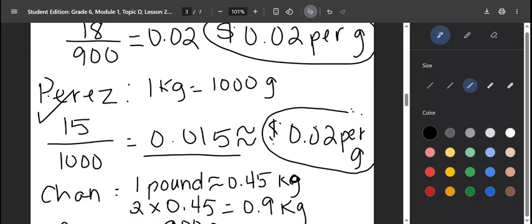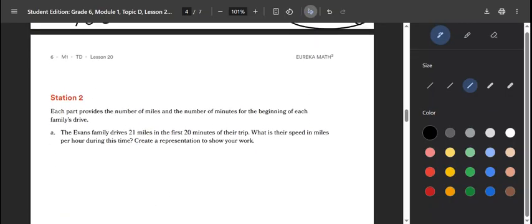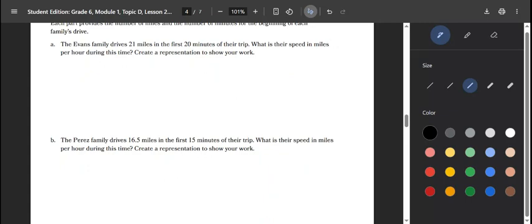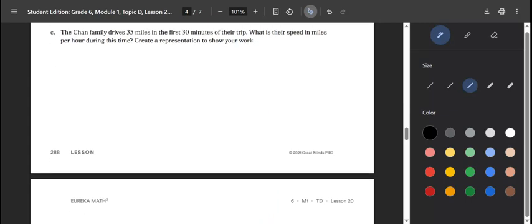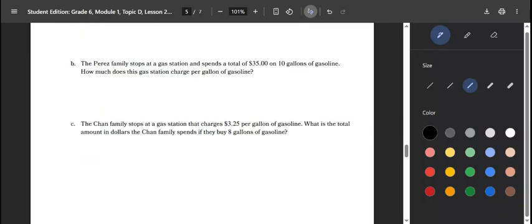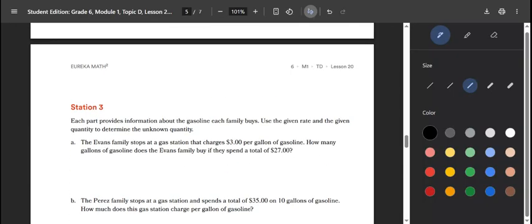All right. Now, this next station is really easy. You can do that one on your own. Station 3 is really easy too. You can do that one on your own also. And then station 4, I think we should do that one with lesson 19. I think that one should be combined with lesson 19. Alrighty.